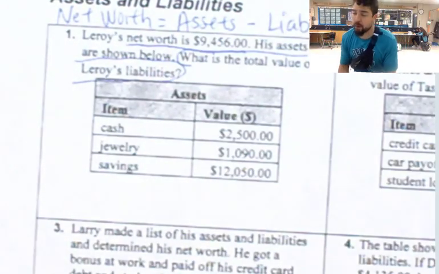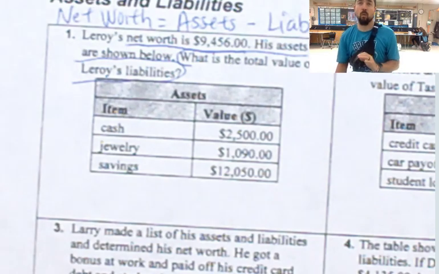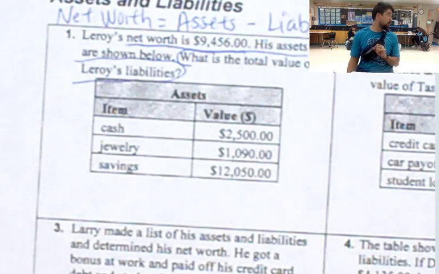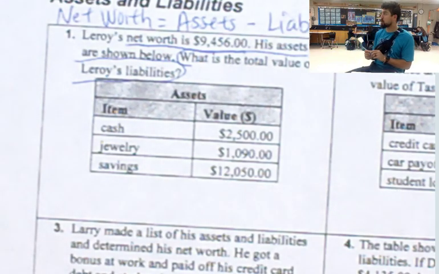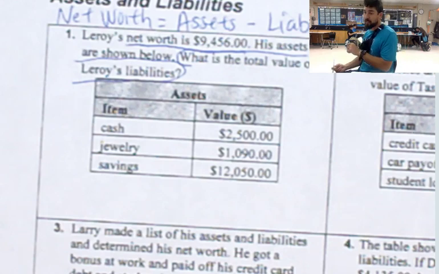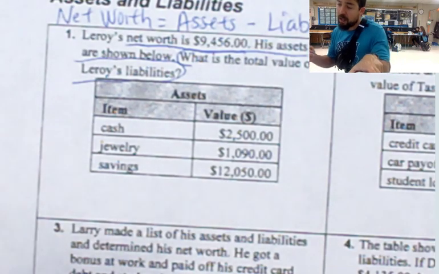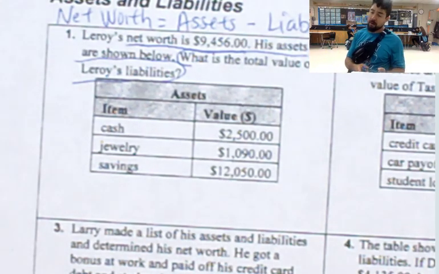Now, before we can figure out what his liabilities are, what do we need to figure out in this problem? They gave us something, but they didn't do the work for us. What are we going to have to figure out first? We're going to have to find out what the total assets are. So add that up on your paper. If you're following along, you should know. You're going to add up all of Leroy's assets.